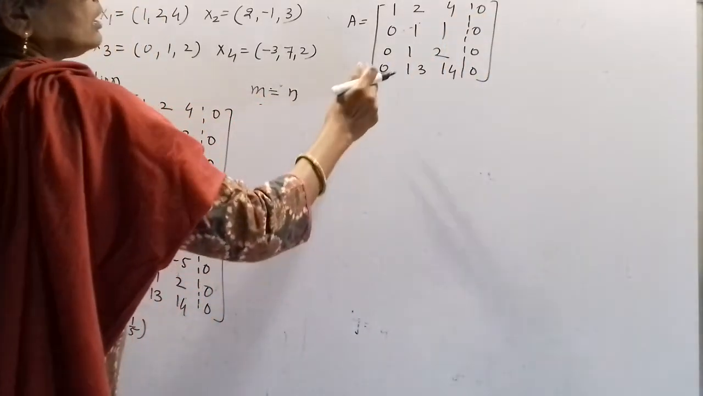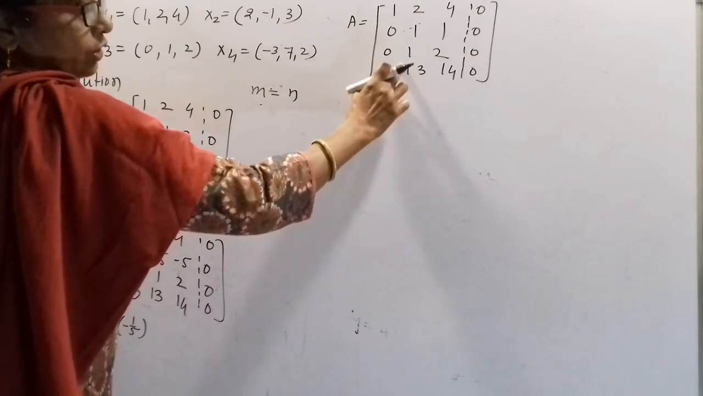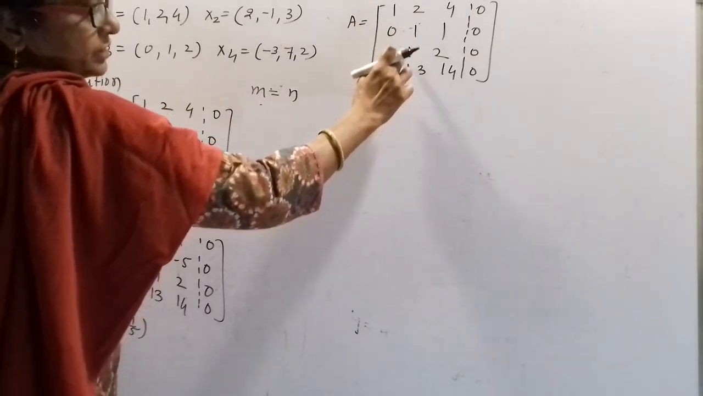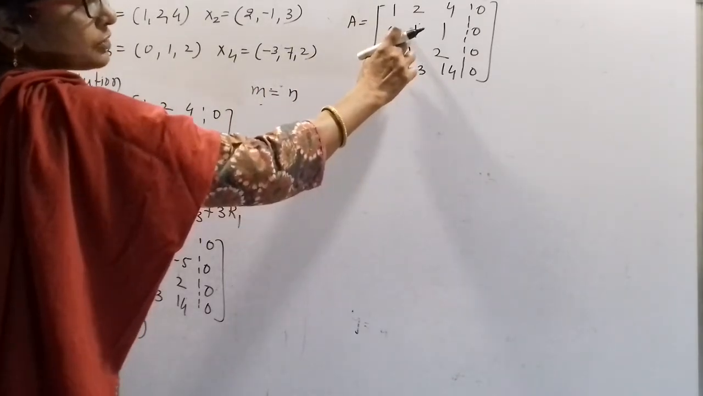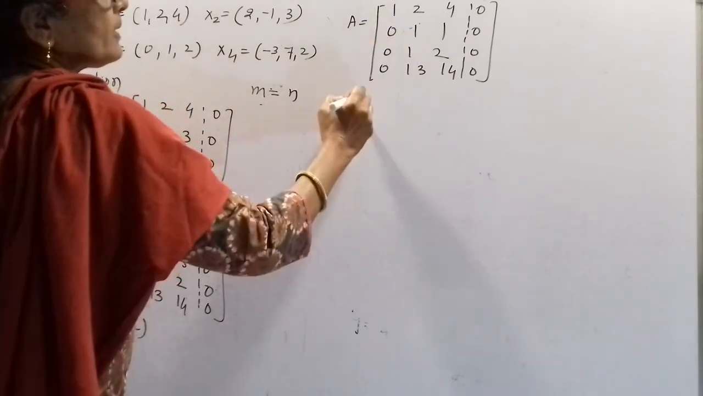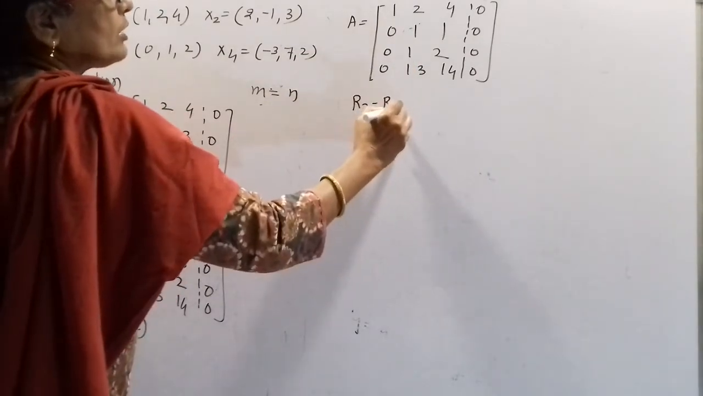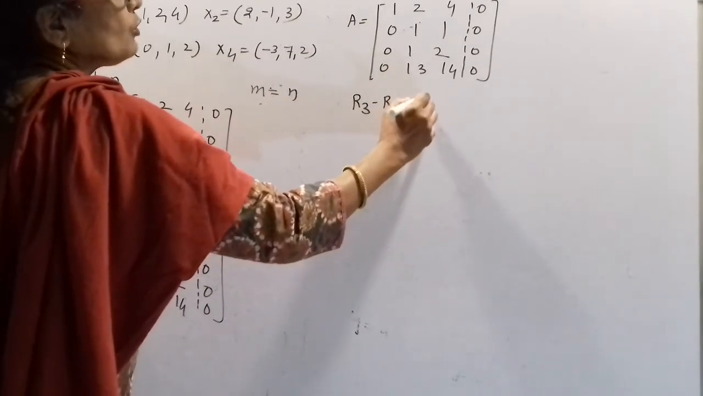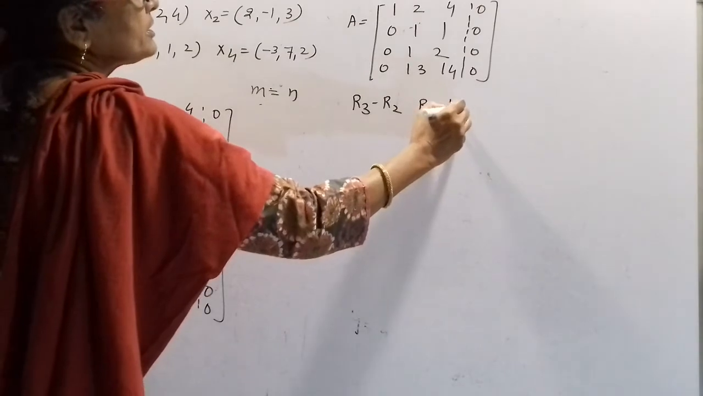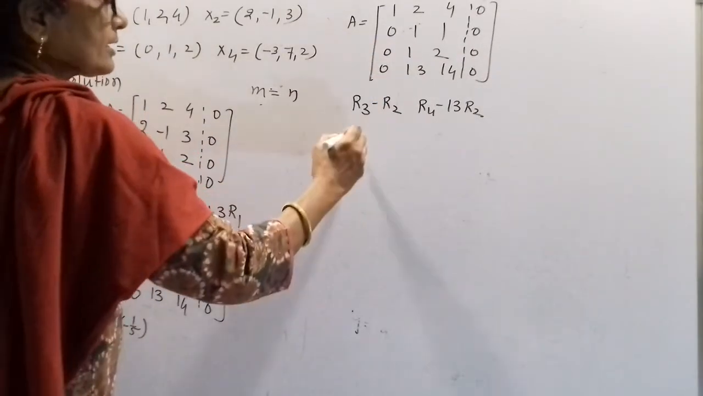Now we have to bring 0 in the second column using R2. To put 0 in the second column we use R2, a row operation. So here we will get the 0 by R3 minus R2 and R4 minus 13 R2. We use R2 because we are putting 0 in the second column.